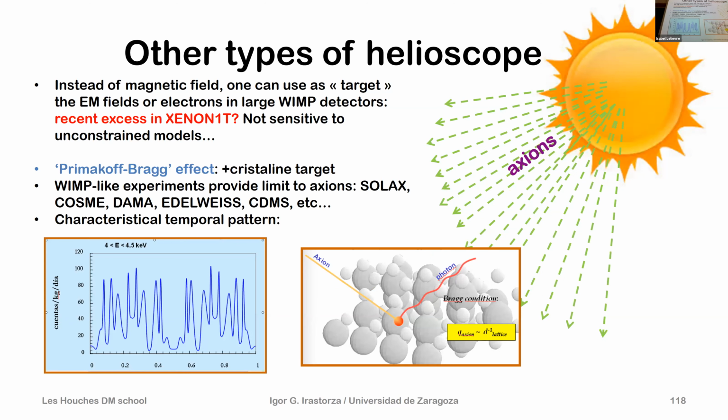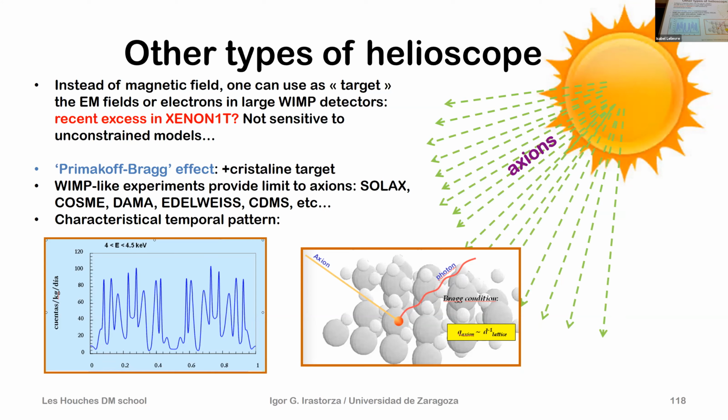Before giving information on the status of helioscopes, let's mention that there are other ideas that have been proposed in the past, which could also be considered helioscopes in some sense, very sensitive to solar axions. One of them is the use of underground experiments primarily built for WIMPs. They could also be sensitive to axions, to solar axions.